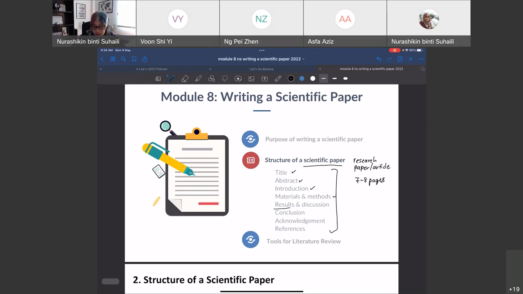For this one, some of the journals, you have to follow the format of the journal. Some journals allow you to merge the two sections, results and discussion. But some journals have their own format whereby results should be in one section and discussion in another section, meaning they are separated. So it depends on the format of the journal too. And then conclusion, acknowledgement, references.